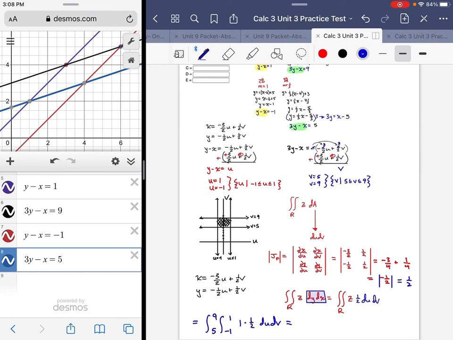So it's actually not bad to do even by hand. So I'd be looking at the inner integral. The antiderivative of 1/2 would be 1/2 u on the interval of -1 to 1. So that's 1/2 times 1 minus 1/2 times -1. So 1/2 plus 1/2 is going to be equal to 1. So then we're going to integrate that over the interval of 5 to 9.